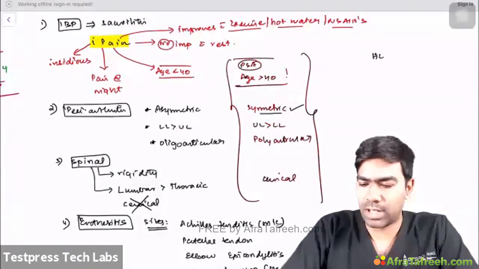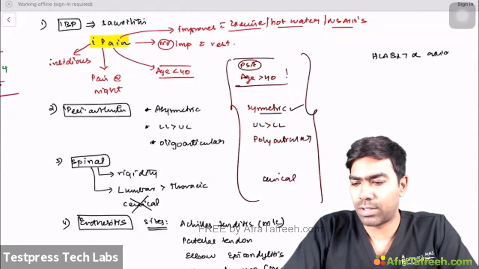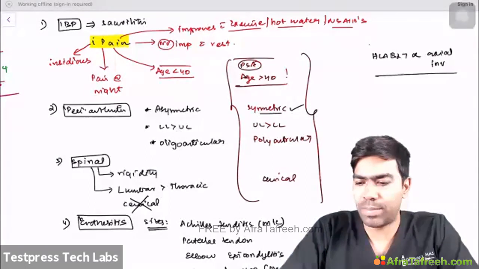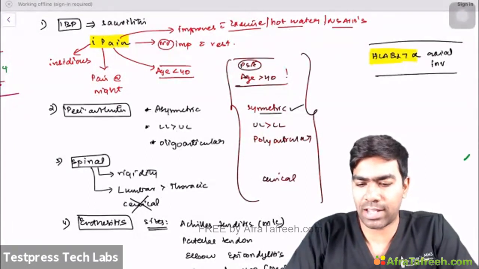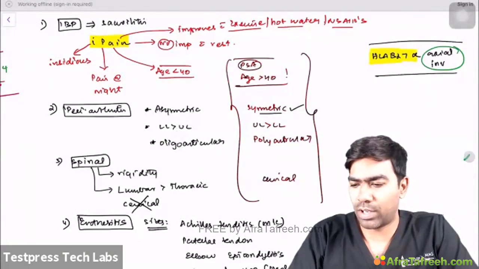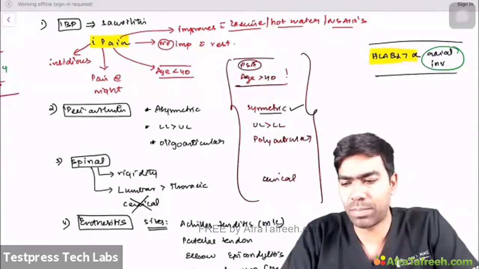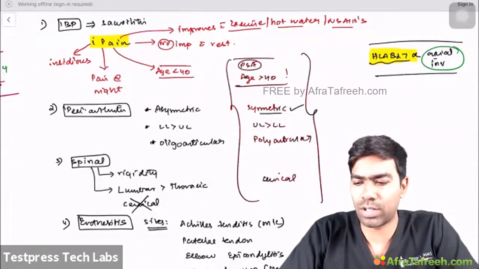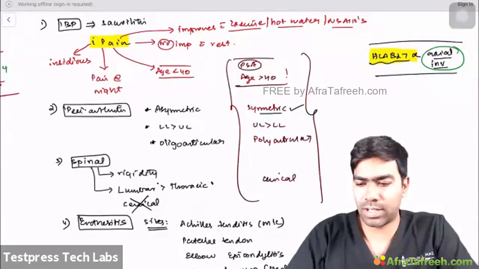So HLA-B27 positivity is directly proportional to the axial involvement, which means whenever HLA-B27 is positive, the patient has a high risk of having axial involvement in seronegative spondyloarthropathies. They don't have any correlation with the peripheral joint involvement, but HLA-B27 positivity has a high correlation with axial disease, that spinal disease, axial involvement. So that's another point that you need to know.